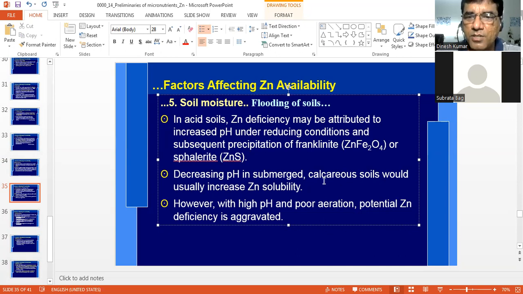Decreasing pH in submerged soils: if your soils are calcareous, then the pH will decrease and it will increase the zinc availability. So alkaline soils will benefit. However, with high pH and poor aeration, potential zinc deficiency is aggravated.